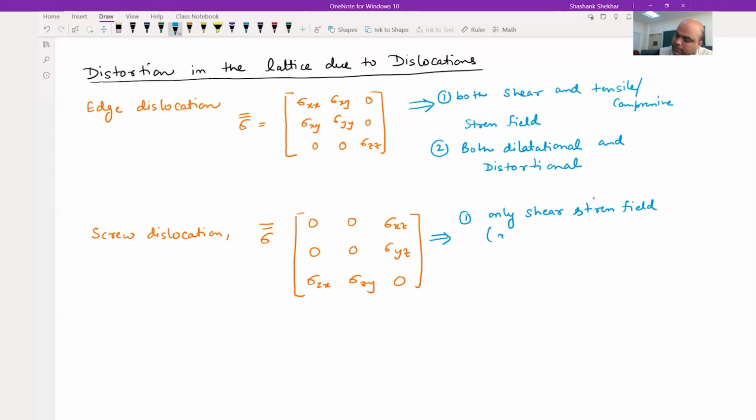That means no component of hydrostatic. Okay, that is point number one. Second, since you don't have any component of hydrostatic, you are not going to have a dilational component here. You are going to have only a distortional component. So only distortional.